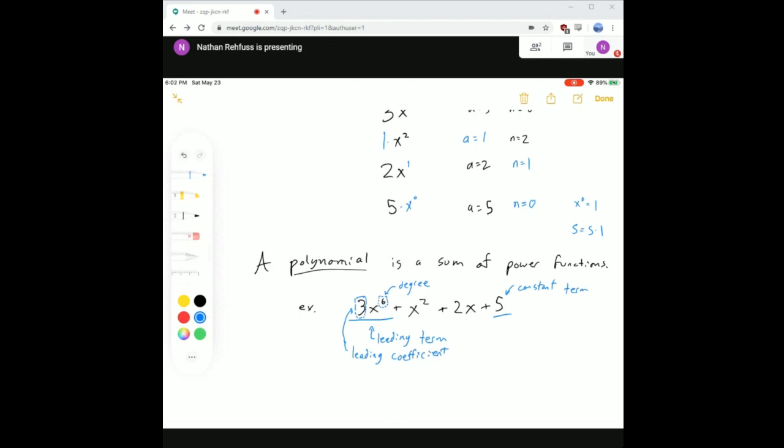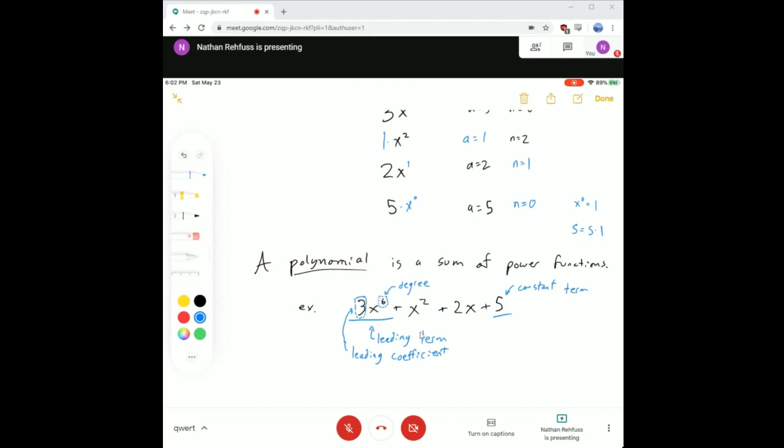So this polynomial has a leading coefficient of 3, a degree of 6, and a constant term of 5. Those are the 3 most important numbers in the polynomial. The terms in the middle tend not to matter as much for most applications. It tends to be the first one and the last one that have the most to do with how it's shaped. We'll see why later.